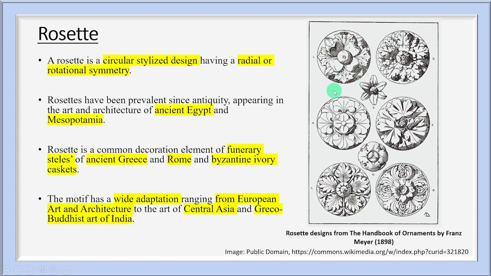They have been prevalent since antiquity, appearing in the art and architecture of ancient Egypt and Mesopotamia. Then it's a common decoration element of funerary steles of ancient Greece and Byzantine ivory caskets. It has a wide adaptation ranging from European art and architecture to the art of Central Asia and Greco-Buddhist art of India. This is important.